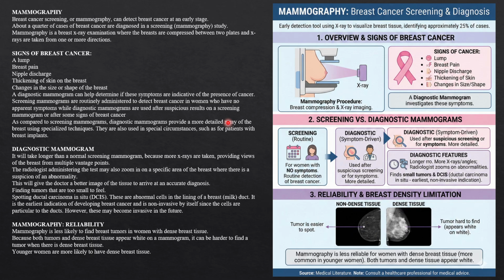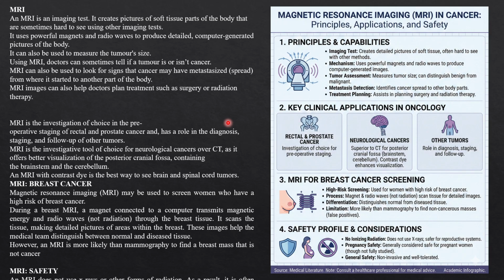The screening is routine for women with no symptoms, for routine detection of breast cancer, and for women with symptoms, they use the suspicious screening with more details. The reliability of this screening technique is that the tumor is easier to spot in fatty tissue, whereas in dense tissue, the tumor is hard to find and appears white on white. Mammography is less reliable for women with dense breast tissues, which are more common in younger women, and both the tumors and dense tissue appear white.